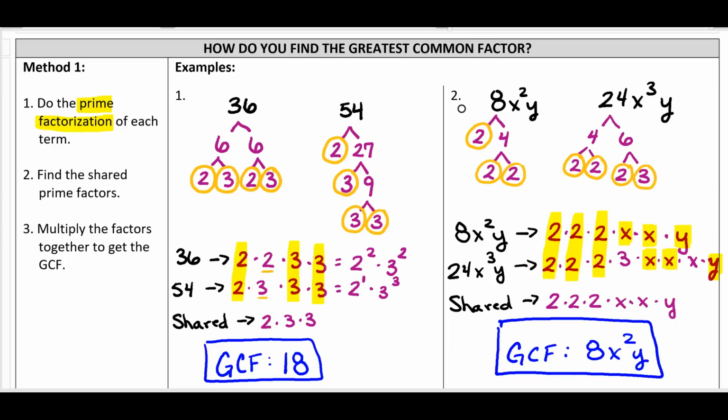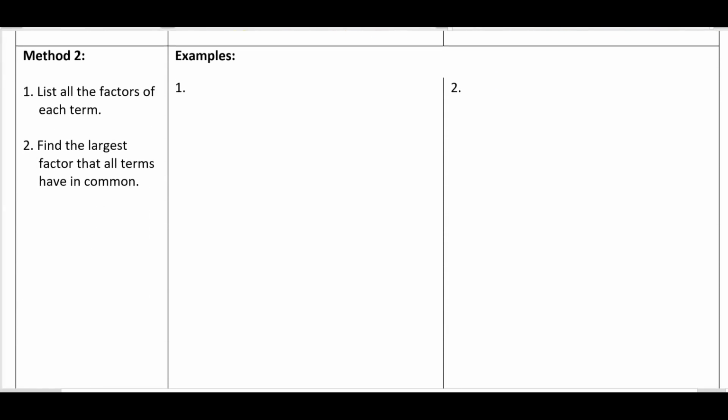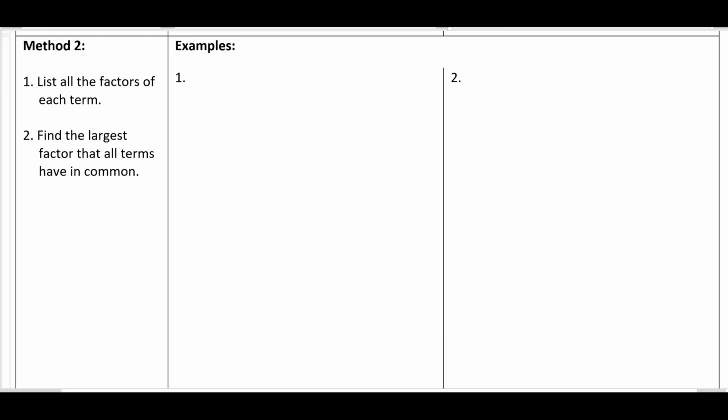Now, the second method, I use this one a little bit more, is where you list all the factors of each term. So for example, looking back at 18, and let's do 27. So 18 and 27 are going to be the two numbers we use. We are going to list down all the factor pairs of these numbers.